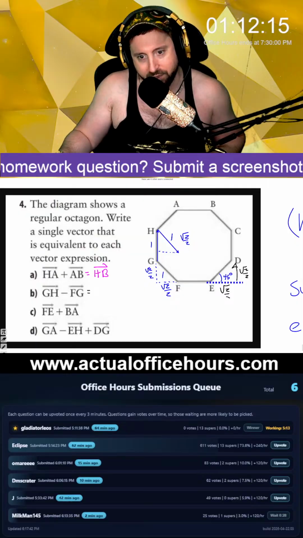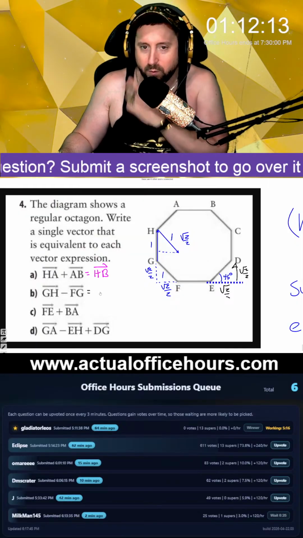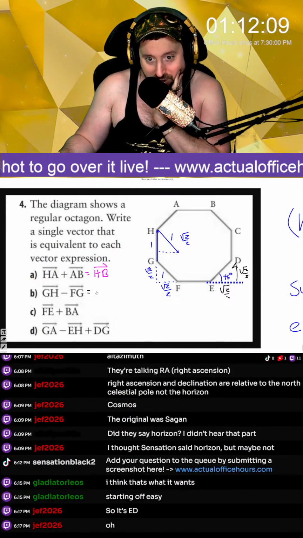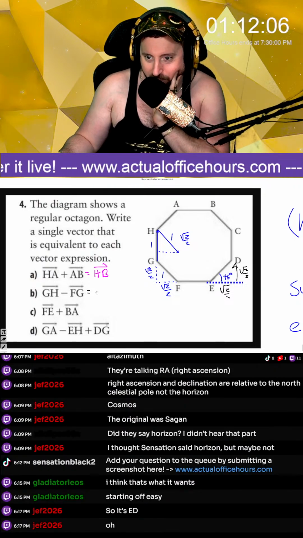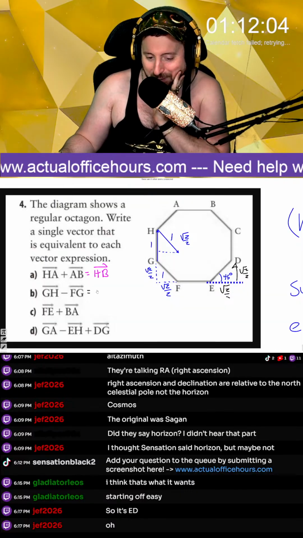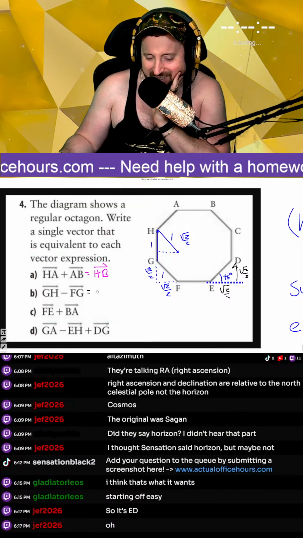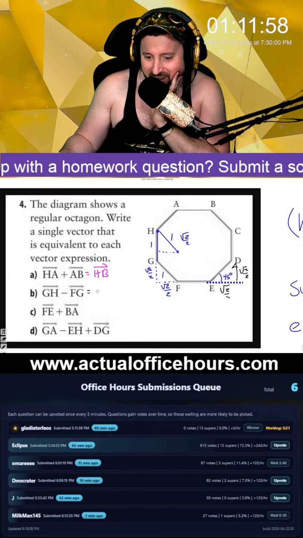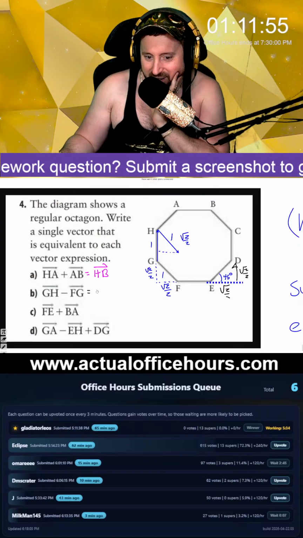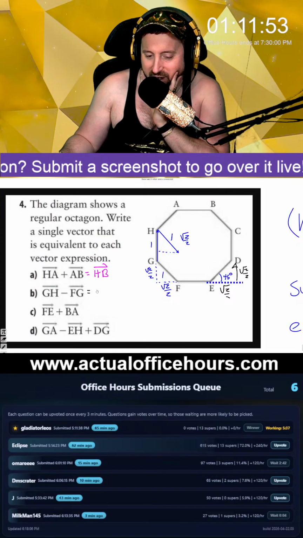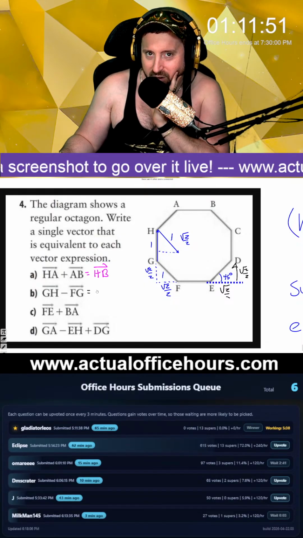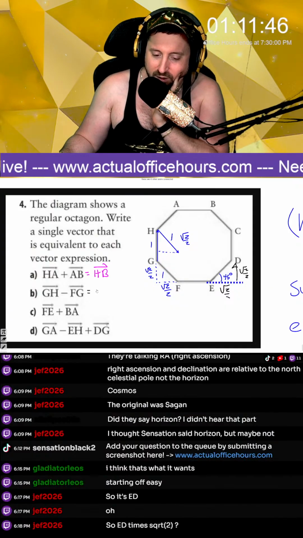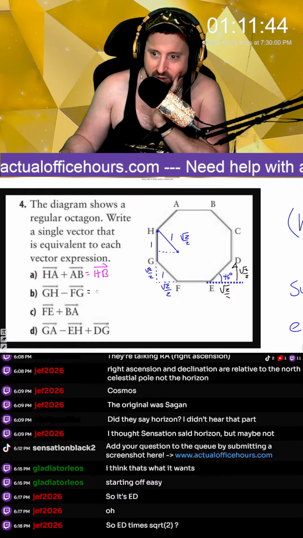Okay. I think actually they want numbers. Well, wait. How can I get numbers though? Write a single vector that is equivalent. How do you do this? I'd assume in some way, shape, or form it wants us to break it into components. But I don't have numbers for anything. We can't. And that's what makes it kind of weird.